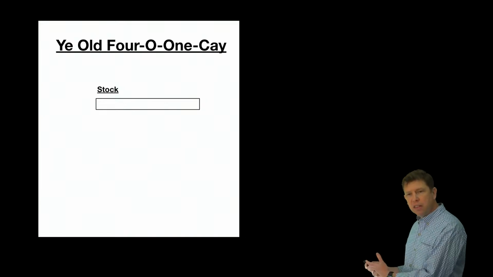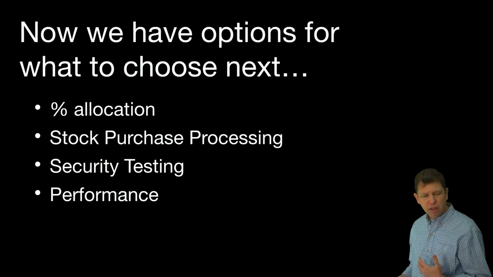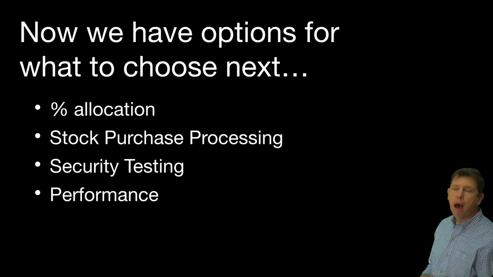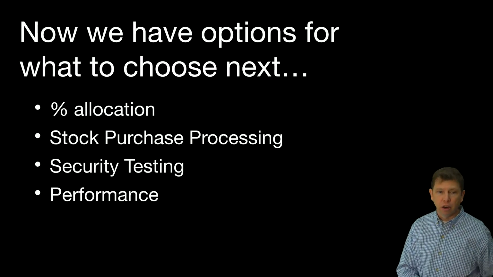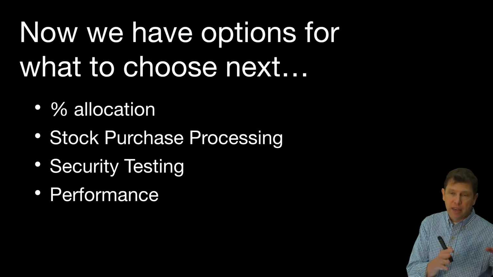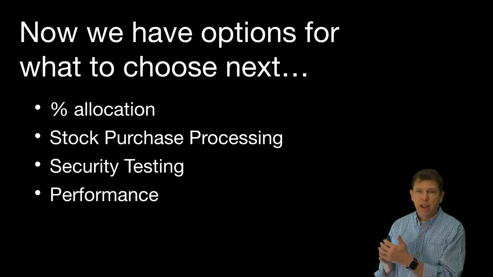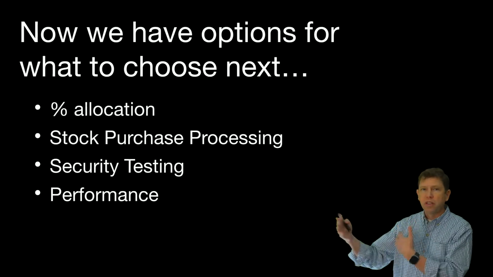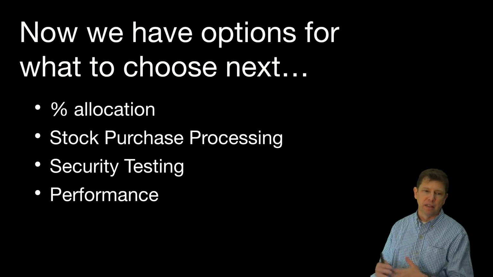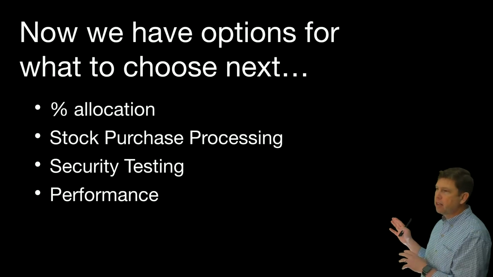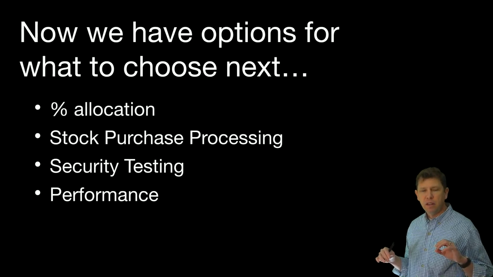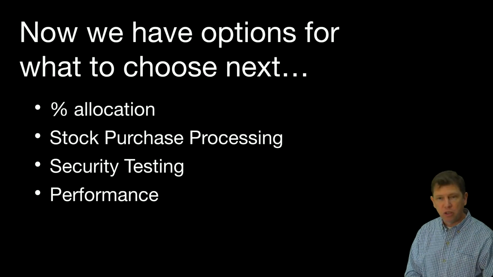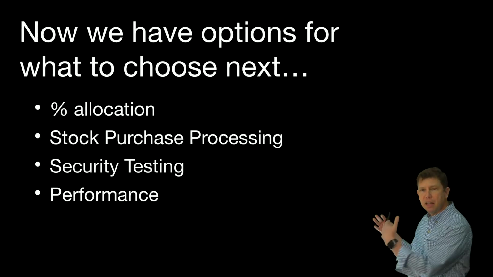Once we get this working and can get feedback from the users, we can come back and we've got options for what to choose next. We can do the percent allocation like we looked at earlier, or let's take this to the next piece, which is actually interfacing with the order system that handles the stock purchase processing. Or maybe there's some security that needs to be part of this, to verify the person is who they say they are. Maybe that's the next thing we want to build.